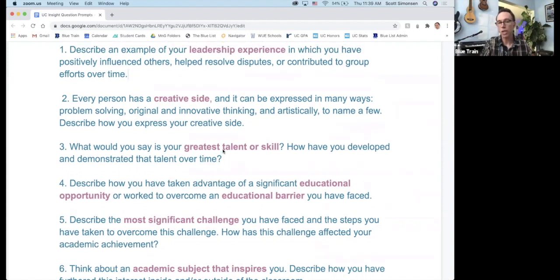But what would you say, maybe even in the context we were just talking about, how would you help a student with, what would you say is your greatest talent or skill? How have you developed and demonstrated that talent over time?